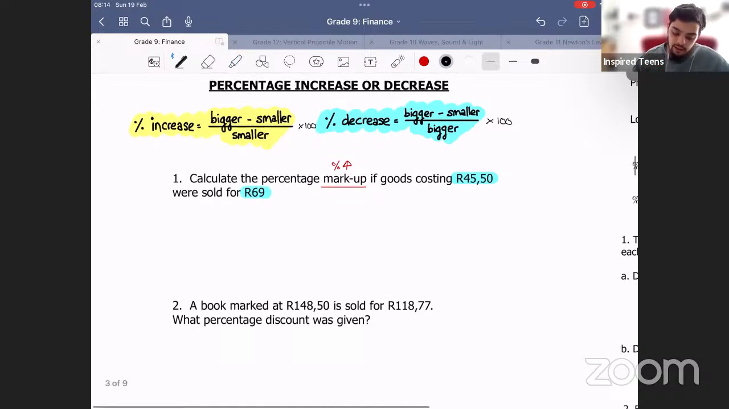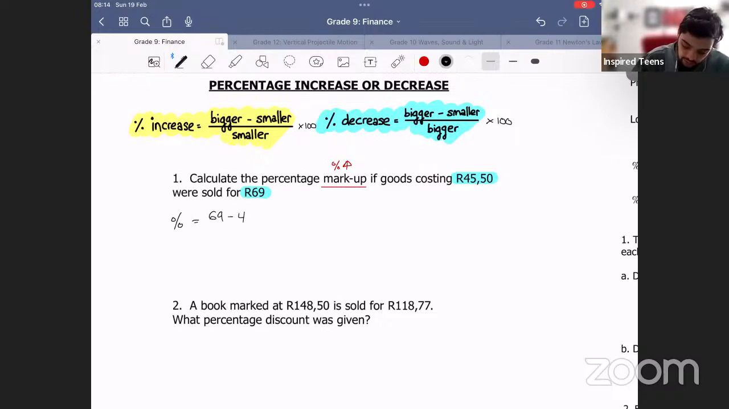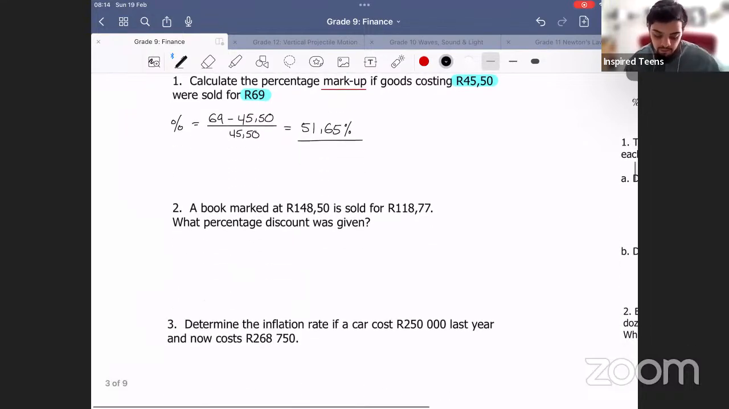So calculate the percentage markup if the goods costing 45 Rand 50 were sold for 69 Rand. In this case, we need to calculate the percentage increase. 69, the bigger value, minus the smaller value, 45.50, divided by, in this case, the smaller value, 45.50. When we do the calculation, we get an answer of 51.65%. The percentage markup was 51.65.